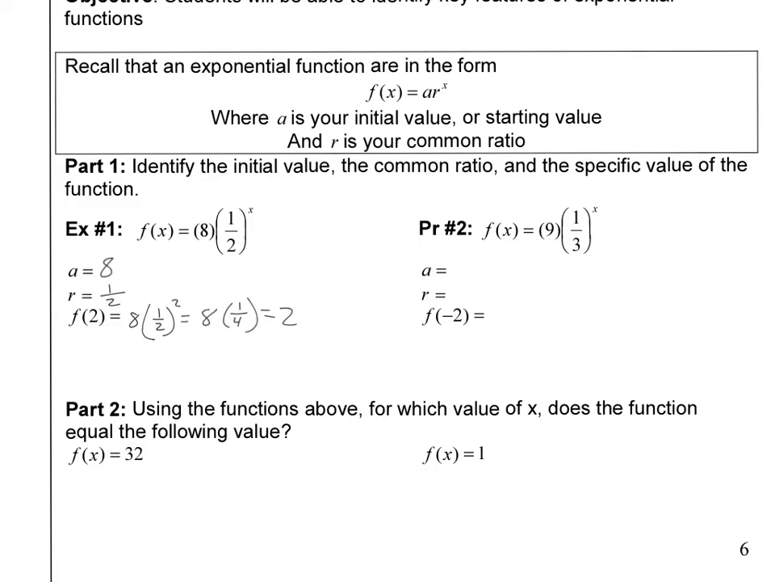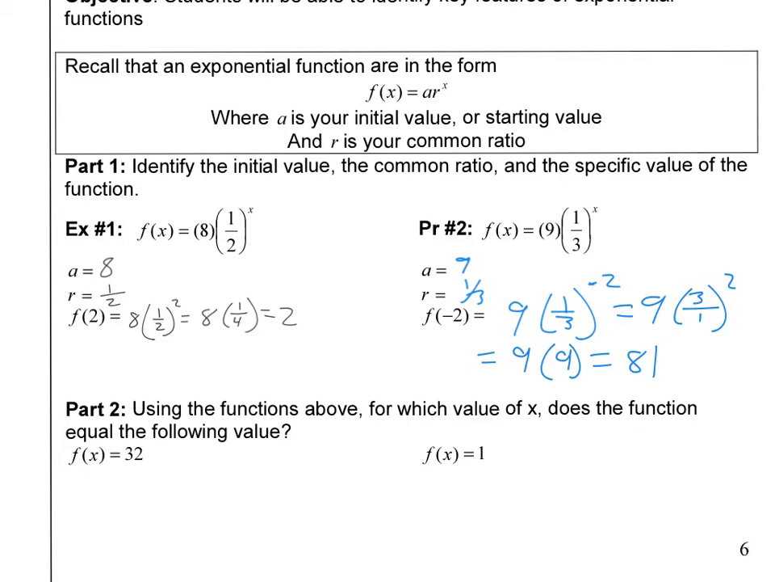I got that my a value is 9, my r value is 1/3, and then if I plug in -2, I would get 9 times 1/3 to the -2. Now this is important. Remember that a negative exponent basically just flips it, like the reciprocal of whatever we're raising to that exponent. So we could write this as 9 times 3/1 to the +2 power. And 3/1 is just 3, so you get 9 times 3 squared, which is 9 times 9, which is 81. So there you go. We found all the parts. Now we can work with part 2.